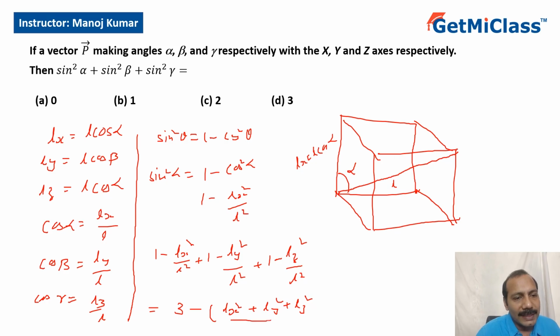Now we know that Lx square plus Ly square plus Lz square is equal to L square. So this will become 3 minus 1, since Lx square plus Ly square plus Lz square is L square, so this by this will be 1. So the answer would be 3 minus 1, that is equal to 2. So the answer for this question is option C, 2. Hope you could follow this. Thank you very much.